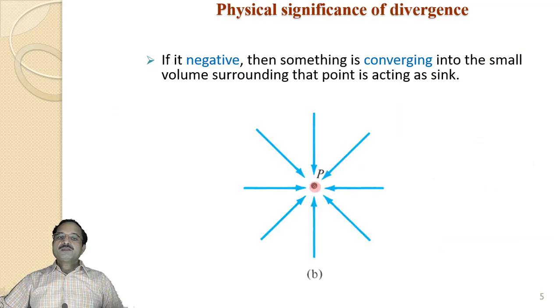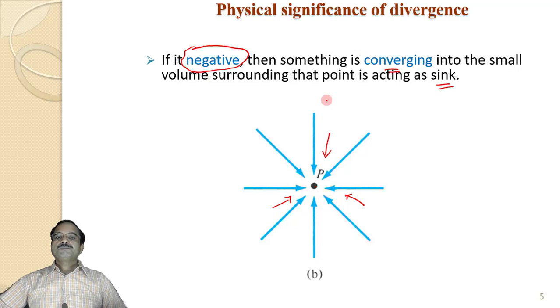Let us consider this point P here. Now at this point P, the field is entering at this point P in all the directions. So that means the field is converging at this point, or the point P is acting as a sink. So this is the example of negative divergence.